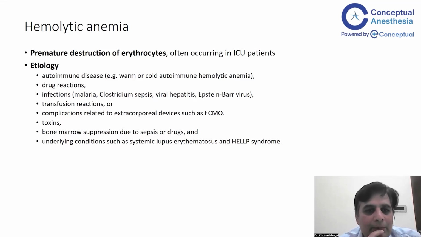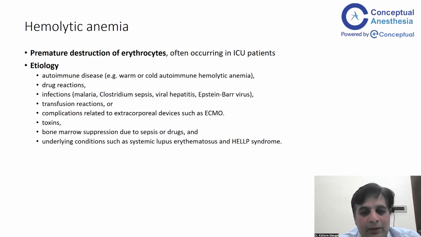Theory about hemolytic anemia. It is a premature destruction of erythrocytes, and it often occurs in ICU patients. The etiology of hemolytic anemia is, we all know, autoimmune disease, warm or cold autoimmune hemolytic anemia, drug reactions, infections like malaria, Clostridium, viral hepatitis, Epstein-Barr, transfusion reactions, complications related to extracorporeal devices such as ECMO, Impella.